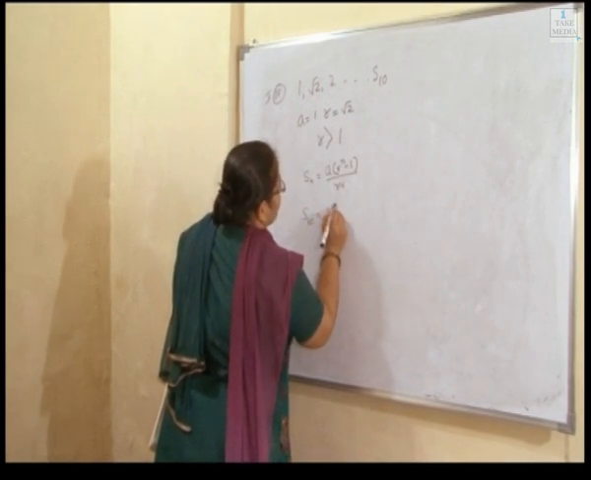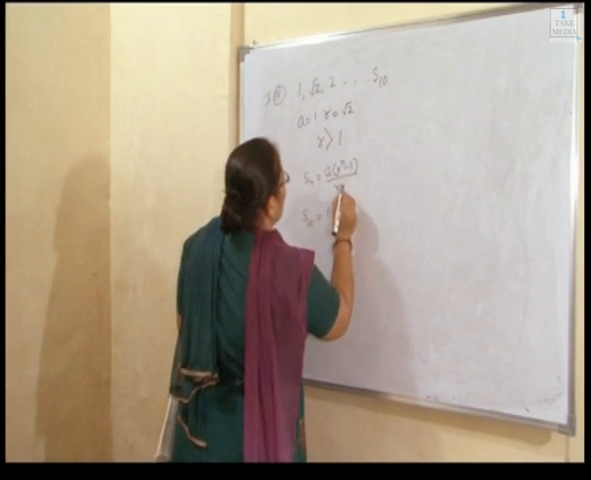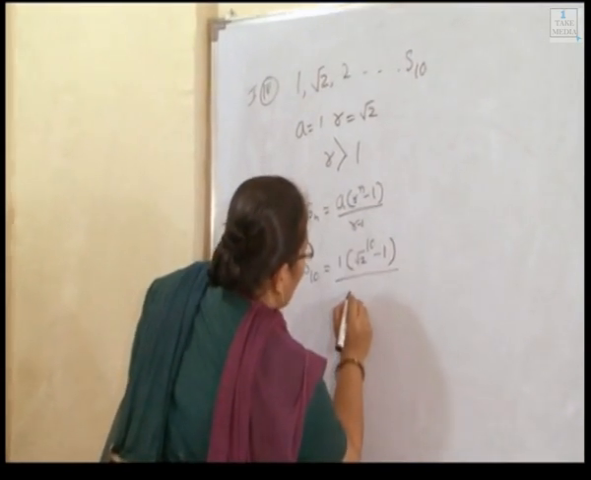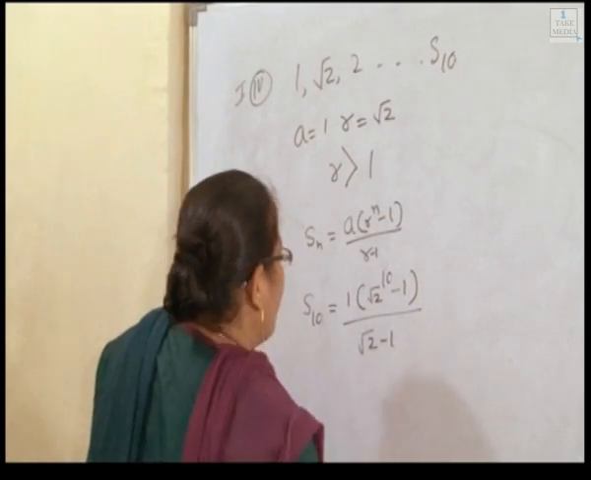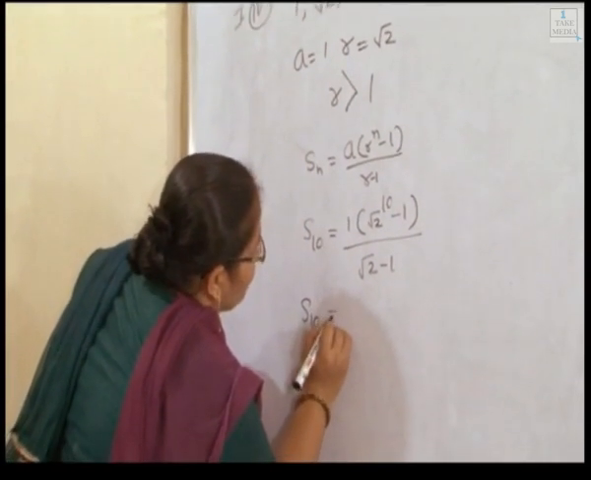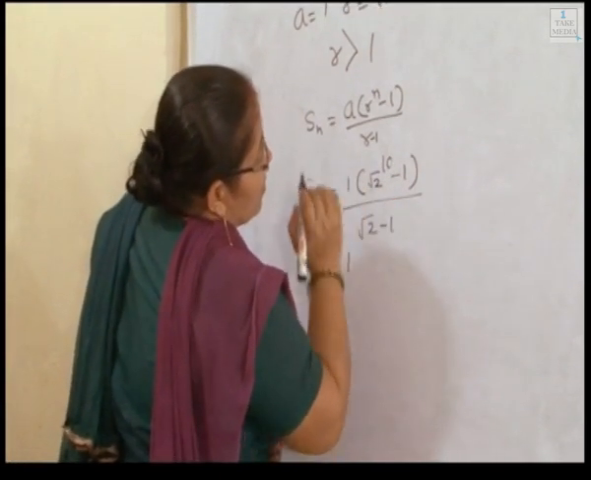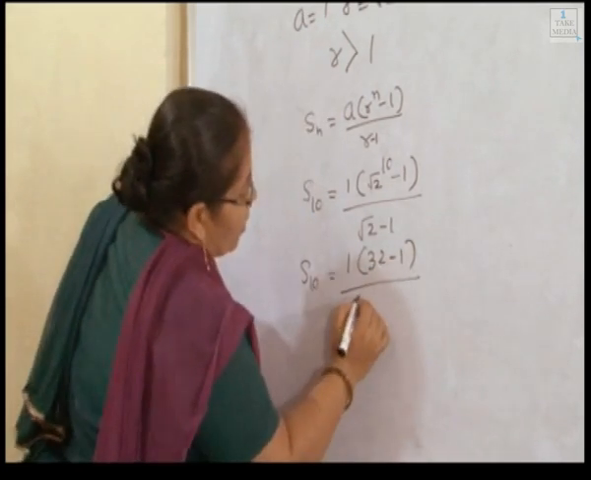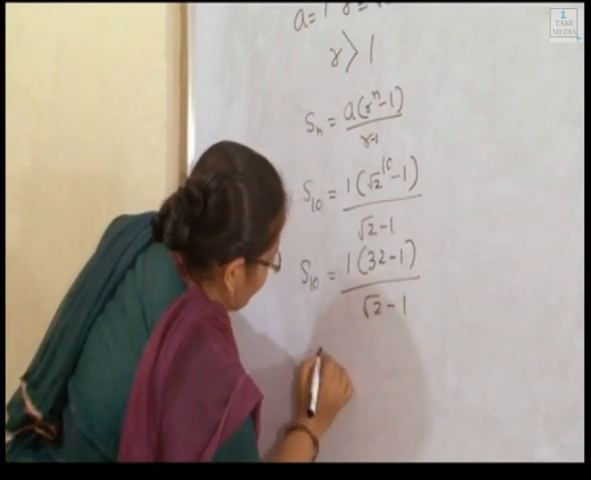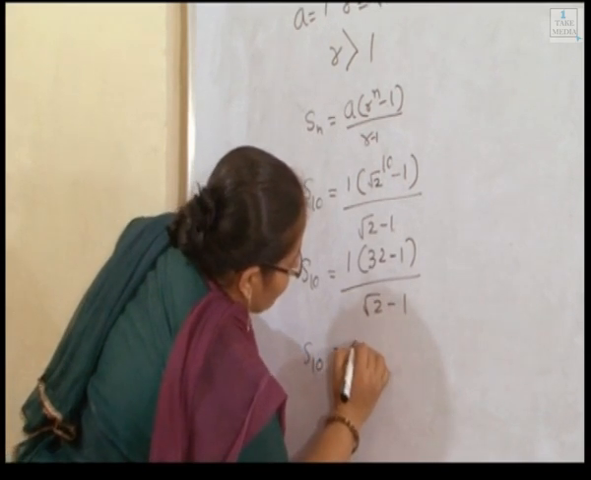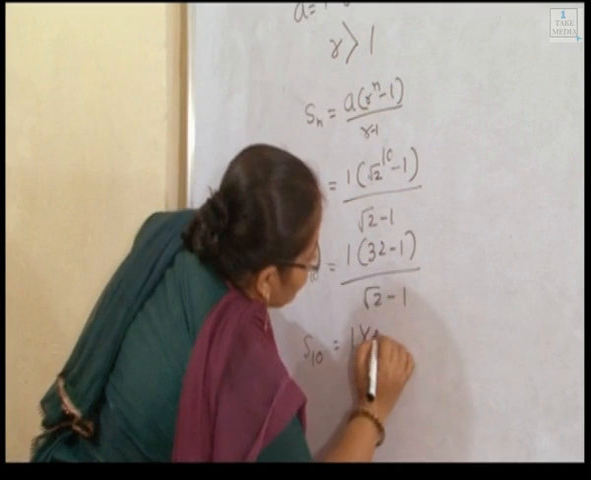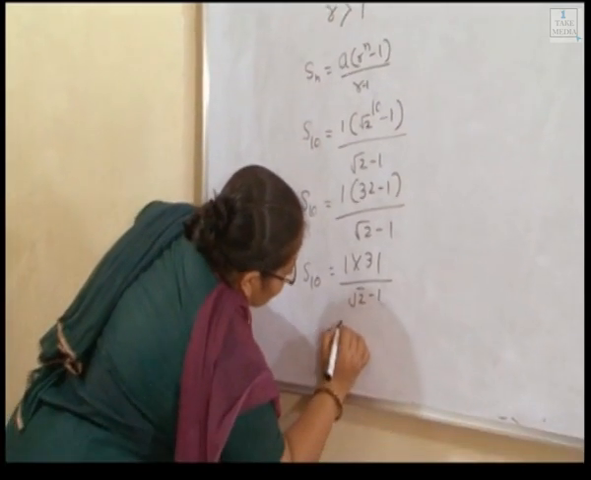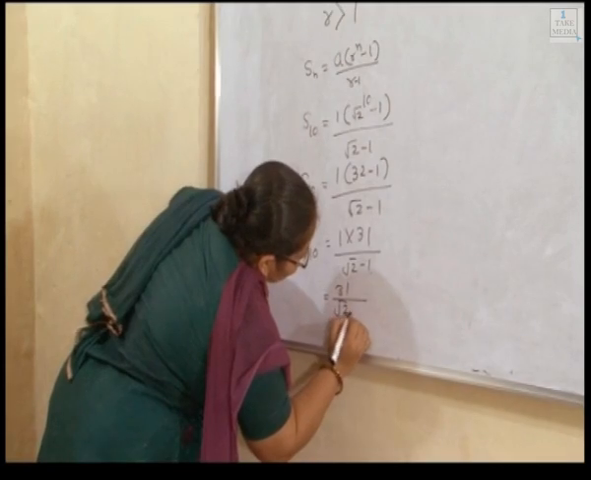The A value is 1, the r value is root 2, the n value is 10, minus 1 upon the r value, root 2, minus 1. S10 equals 1 times root 2 raised to 10, which means 32, minus 1. Root 2 minus 1. So S10 equals 1 multiplied by 31 upon root 2 minus 1. The answer comes 31 upon root 2 minus 1.